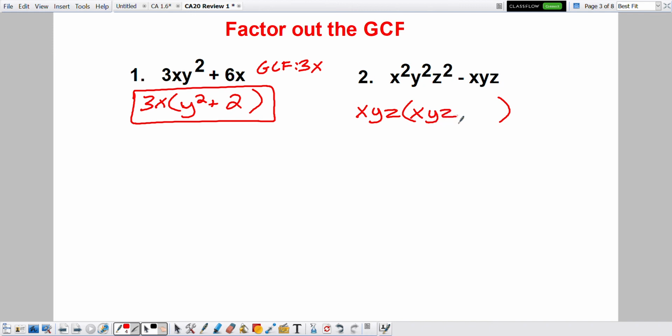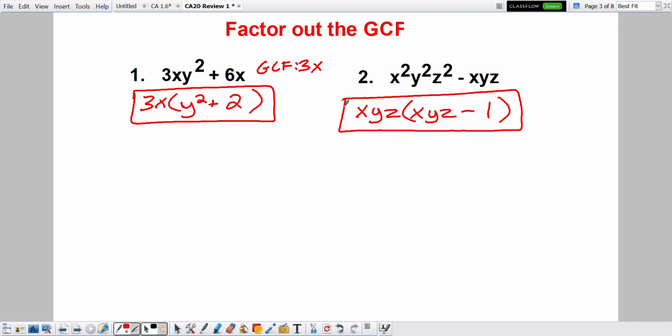Now don't forget this. On the right side, if you take x, y, z and you divide it by x, y, z, everything cancels, but you can't just leave it blank. You have to put something there. If you take something and divide it by itself, you get 1. Think of like, what's 2 divided by 2? It's 1. So x, y, z divided by x, y, z is 1. That's it. Factoring out the greatest common factor.